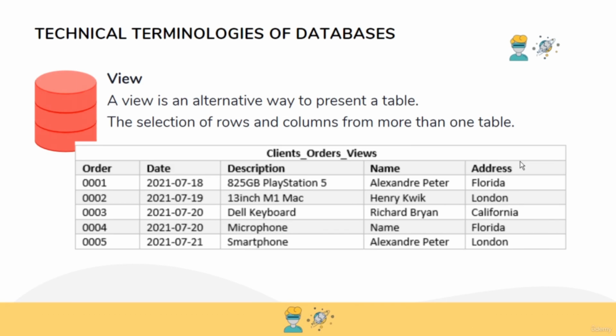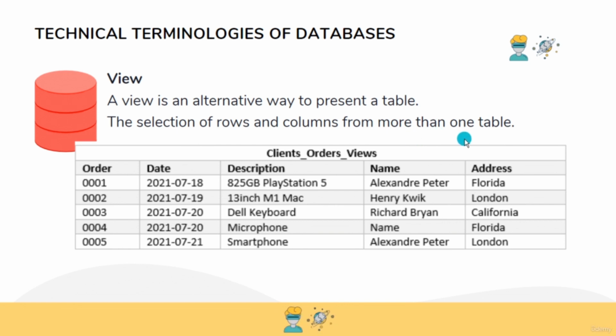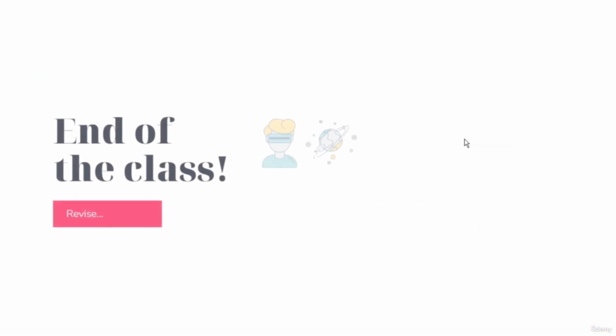What is a view? A view is an alternative way to present data on a table. It's the selection of rows and columns from more than one table. For example, we have clients orders view. All we want in this view is to have the order, the date, the description, the name, and the address. We've selected the columns that we want from two tables, the clients and the orders. That's what we've done here.